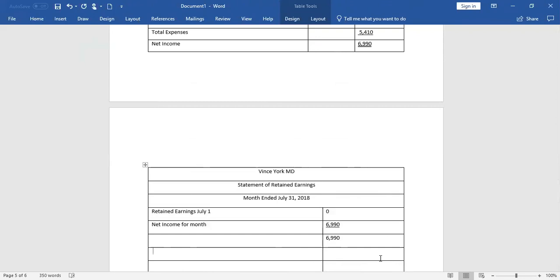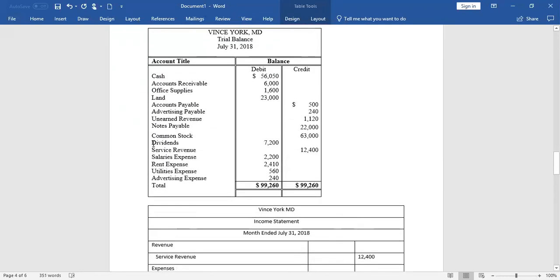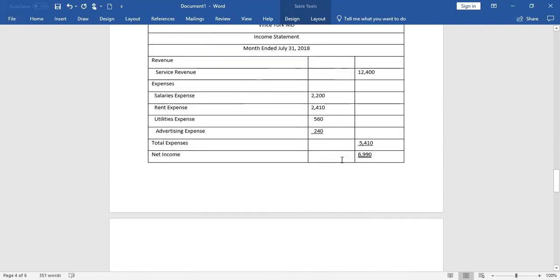The only other item that affects retained earnings are dividends. Remember, net income is the profit the company made. Dividends are payments of those profits to the owners. So any dividends that were incurred during the month, and would be kept track of up here on our trial balance, 7,200, must be subtracted.